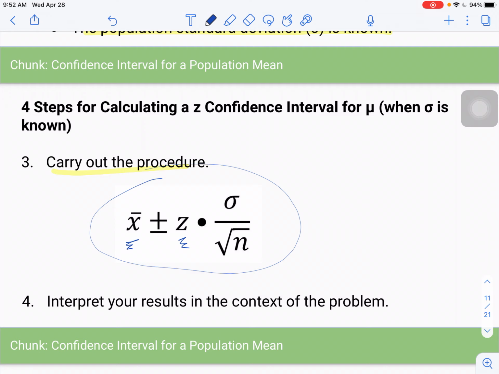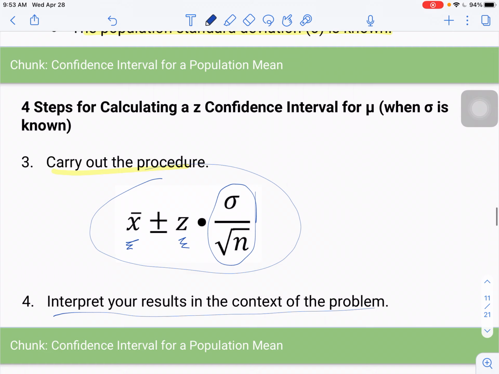Z, well, that's the same critical z-score that comes from inverse norm. And then here is our standard deviation, sigma over the square root of n. We've seen that formula in our sampling distribution unit that we had several weeks ago. And then the last step is you're going to interpret your results in the context of the problem. If you remember back with our confidence intervals, you say, I am 95% confident the interval blank to blank captures the true, and then whatever you're estimating. And that's what you do in step four.